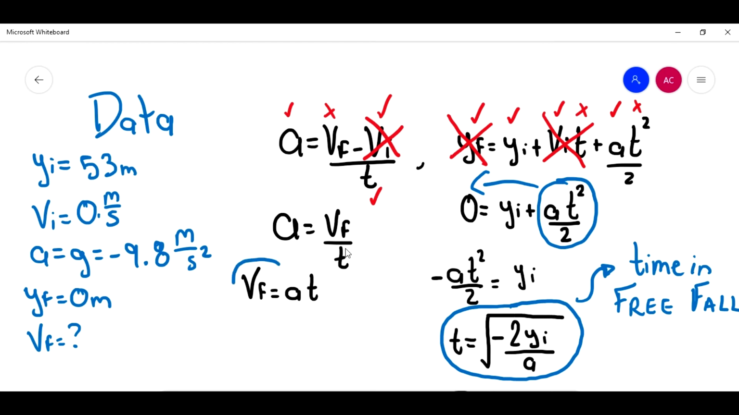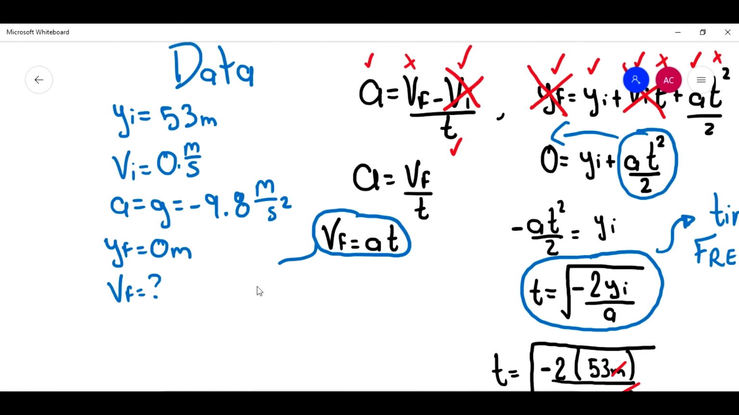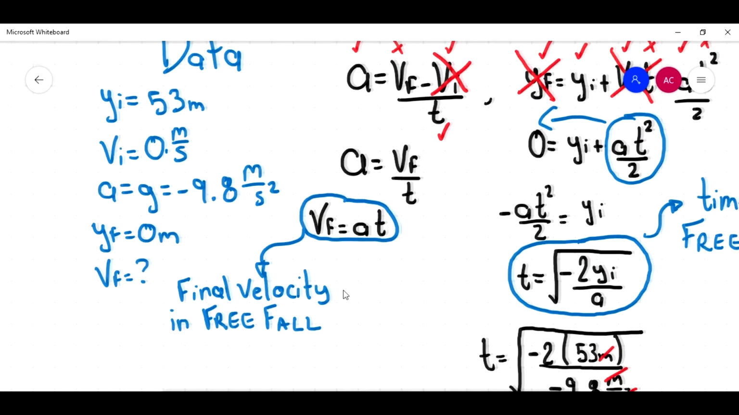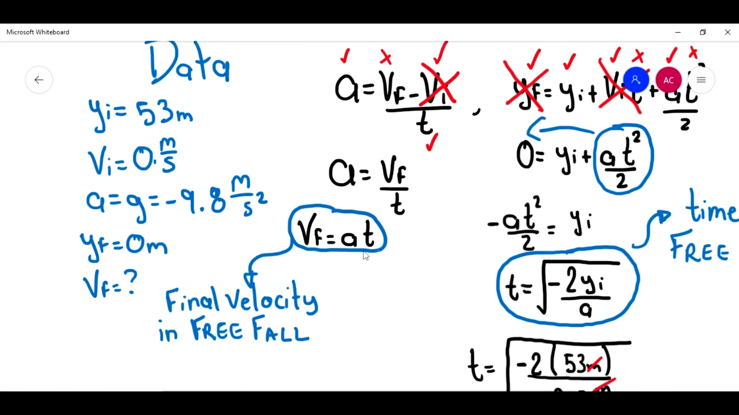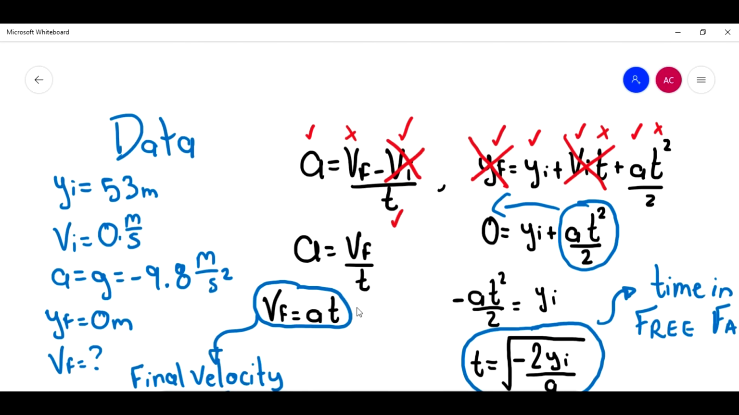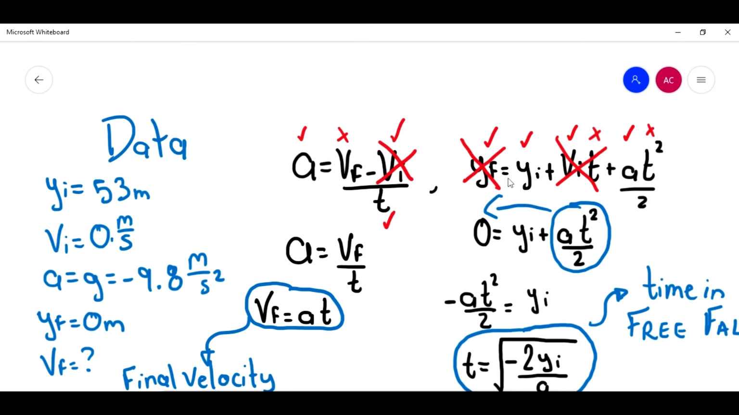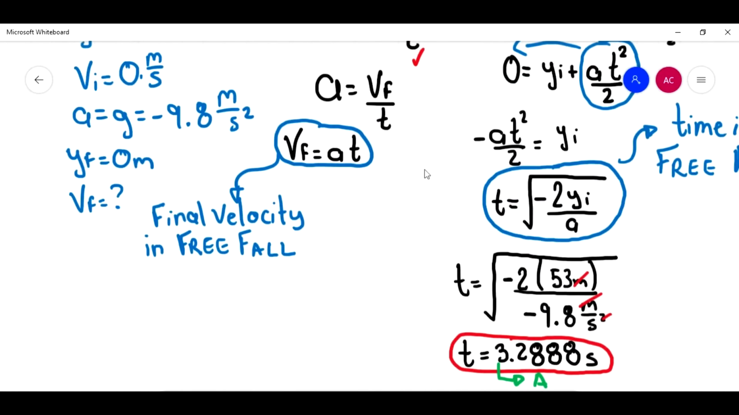And if you want, you can circle this equation and write that this is the final velocity in free fall. Only in free fall. If we got another type of problem, the final velocity will not be found using that equation. But remember that all the equations come from these two equations that I have over here, the same equations that I have used over and over again.